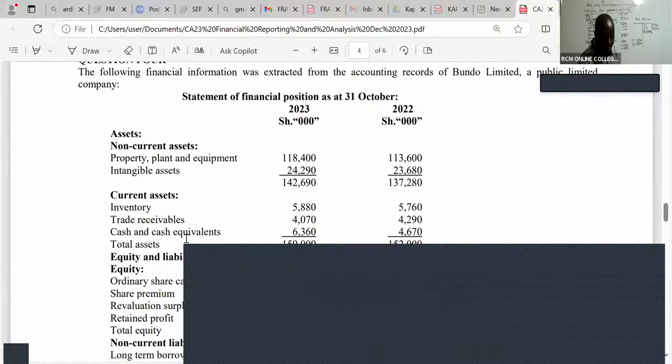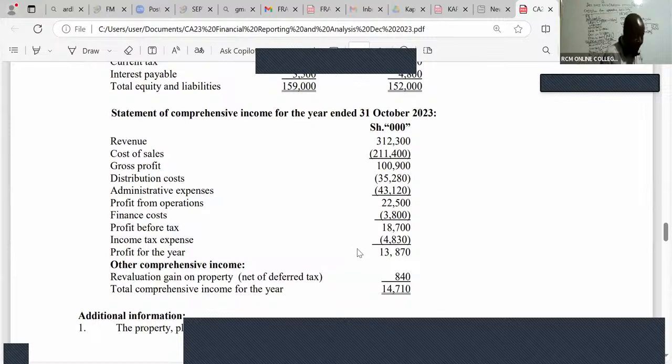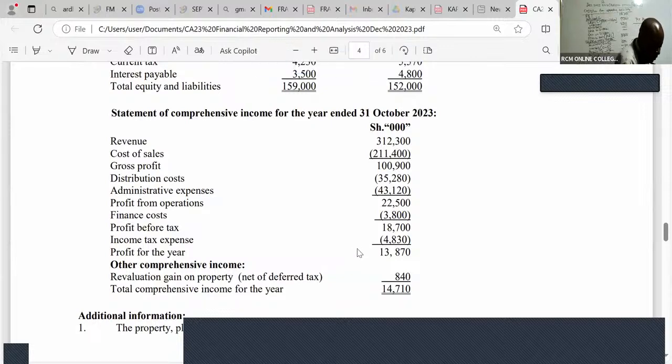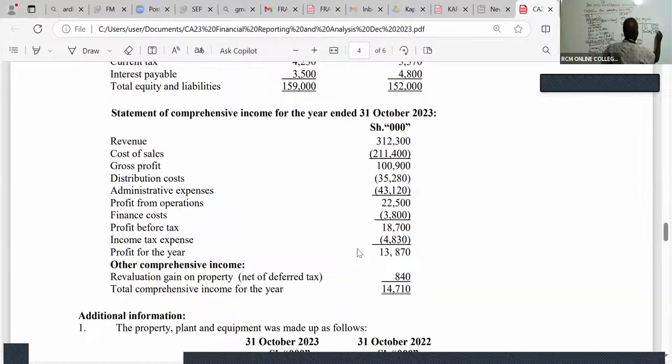You can see the income tax expense. Are you able to see the income tax expense of 4830? And then there is something. Remember, we are mixing this account. We are mixing deferred tax and current tax, so you have to be very careful.